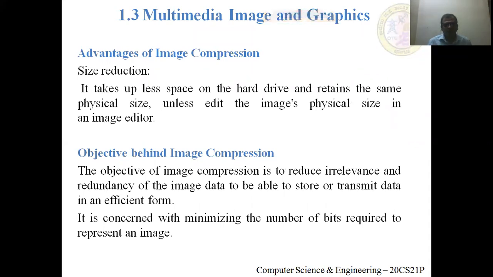Advantages of image compression. The size reduction. It takes up less space on the hard drive and retains the same physical size unless you edit the image's physical size in an image editor. The objective behind the image compression. The objective of image compression is to reduce the irrelevance and also redundancy of the image data to be able to store or transmit the data in an efficient form. It is concerned with minimizing the number of bits required to represent the image. So it will take less space and also the size of the image will be less in the system.